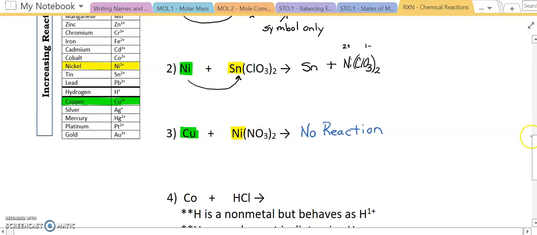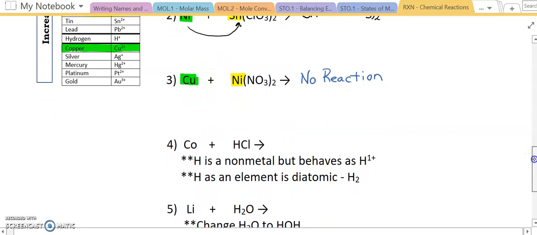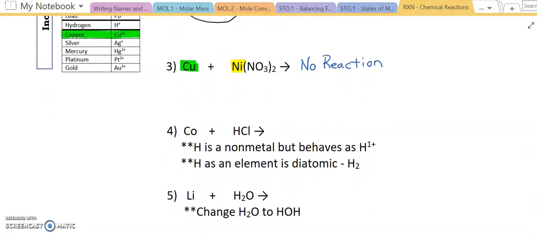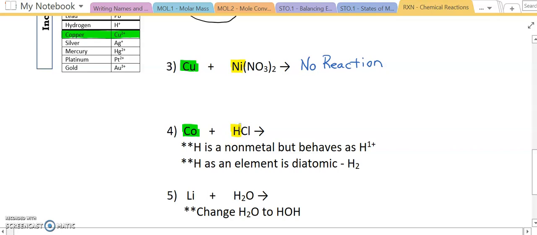Now, there are a couple of other things that we need to take a look at with single replacement. So the next couple of examples take a look at a couple of exception type things that we need to pay attention to. So following the same exact steps, this time I have cobalt, and cobalt is my metal. But this time cobalt is trying to replace hydrogen. And wait, hydrogen isn't a metal. Hydrogen is a non-metal. But hydrogen behaves as a 1+, and therefore in this particular chemical reaction, it can be replaced.